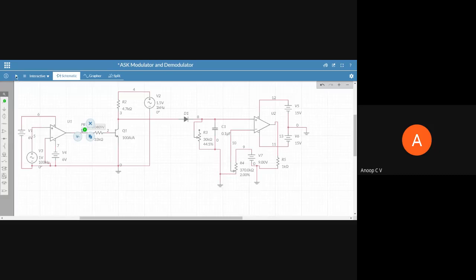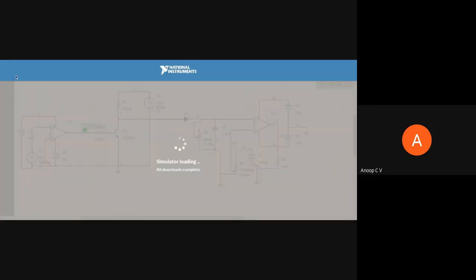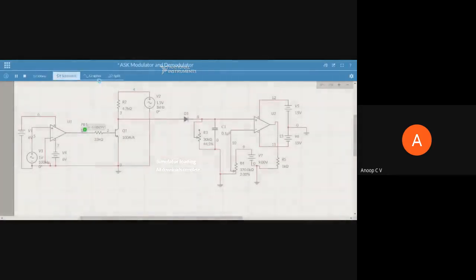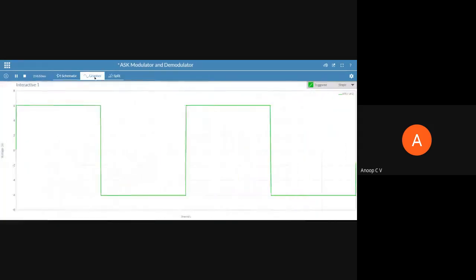So I am just simulating it, and you see the graph. So this is our message signal. This is a square wave. I've considered a 6-volt peak signal. As per your circuit diagram, it is 3-volt peak. So if you want to change that, what you should do is change the plus VCC and minus VEE of that comparator op-amp, right?